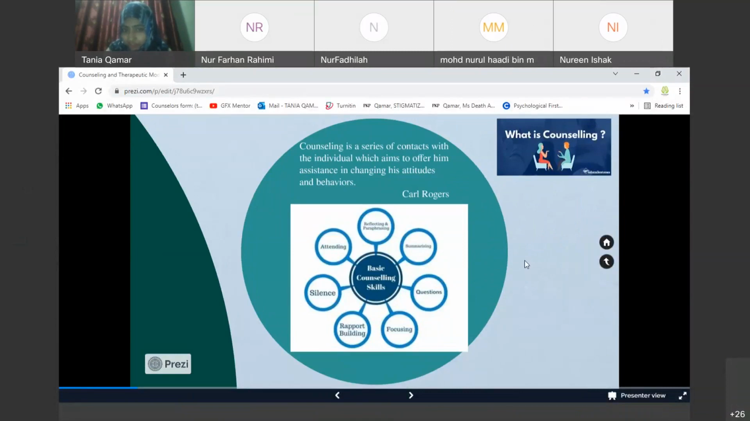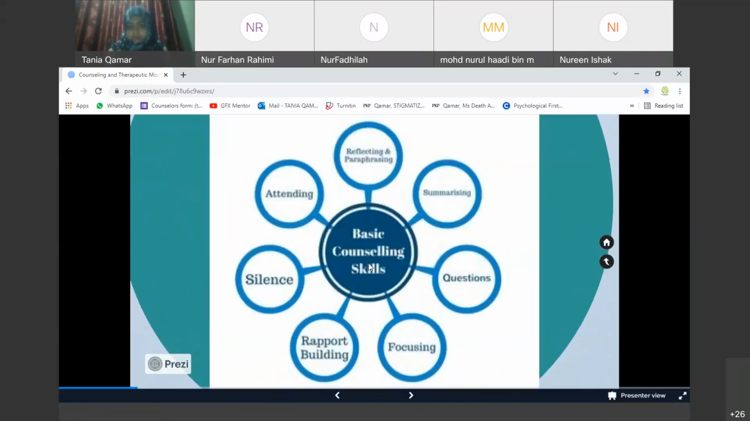Counseling is a series of contacts with the individual which aims to offer him assistance in changing his attitudes and behavior. Here we need to focus more on basic counseling skills, because in the next slide I want to share with you the CBT basic techniques in group sessions, especially what we used in group sessions and experimental groups.